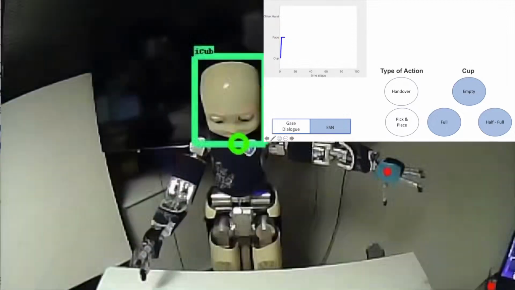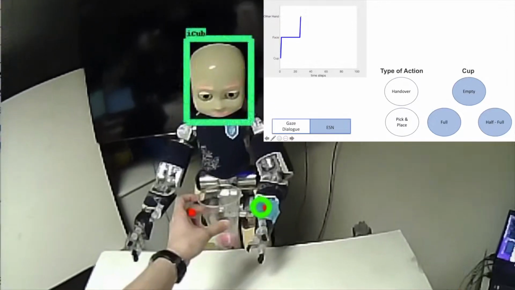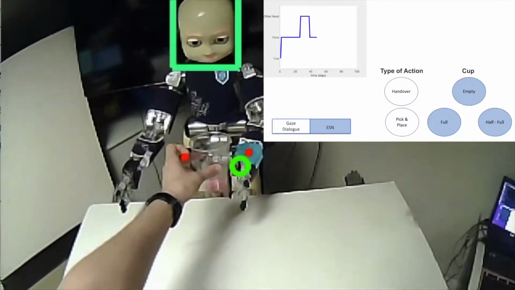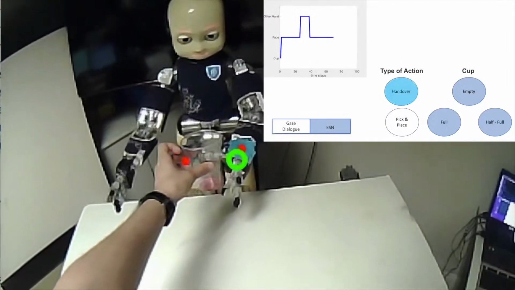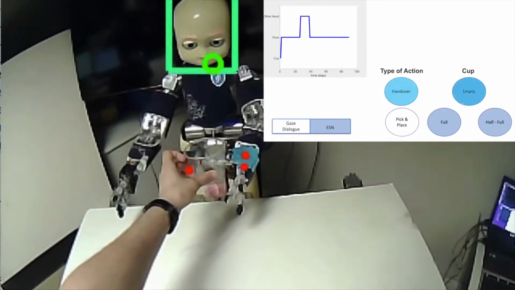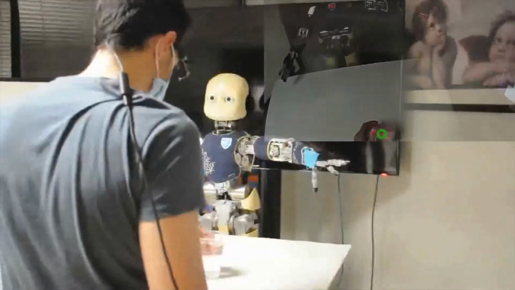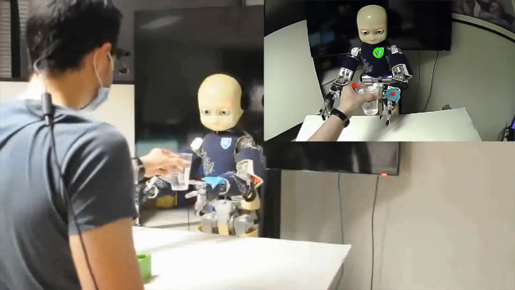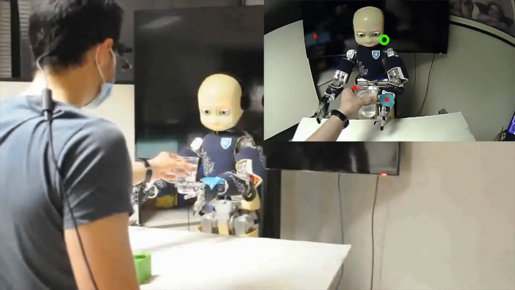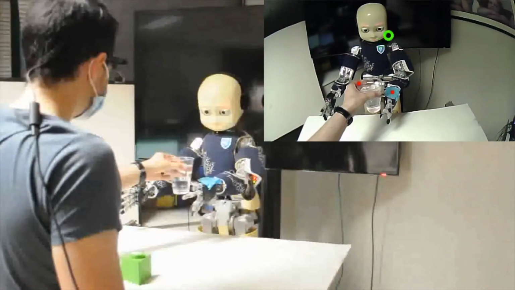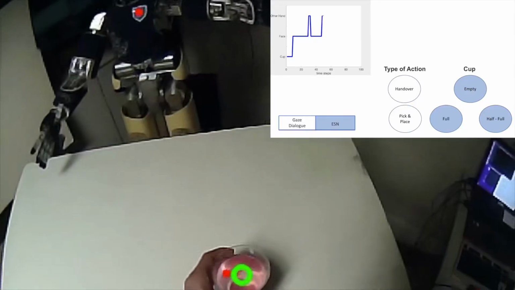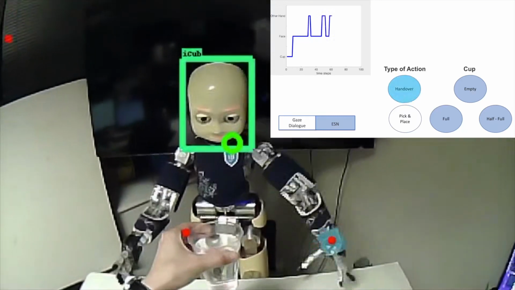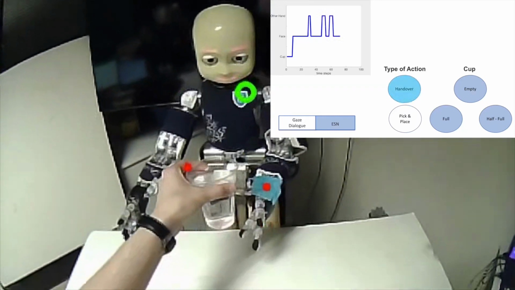So in this case, these are the gaze fixations for a handover of an empty cup. The gaze dialogue generates the robot's gaze cues and classifies the action. The Nichols-Taylor classifies the type of cup. So in this case, here we have a full cup, and again, the gaze dialogue is classifying a handover, and the Nichols-Taylor classifies whether the cup is empty, half full, or full.